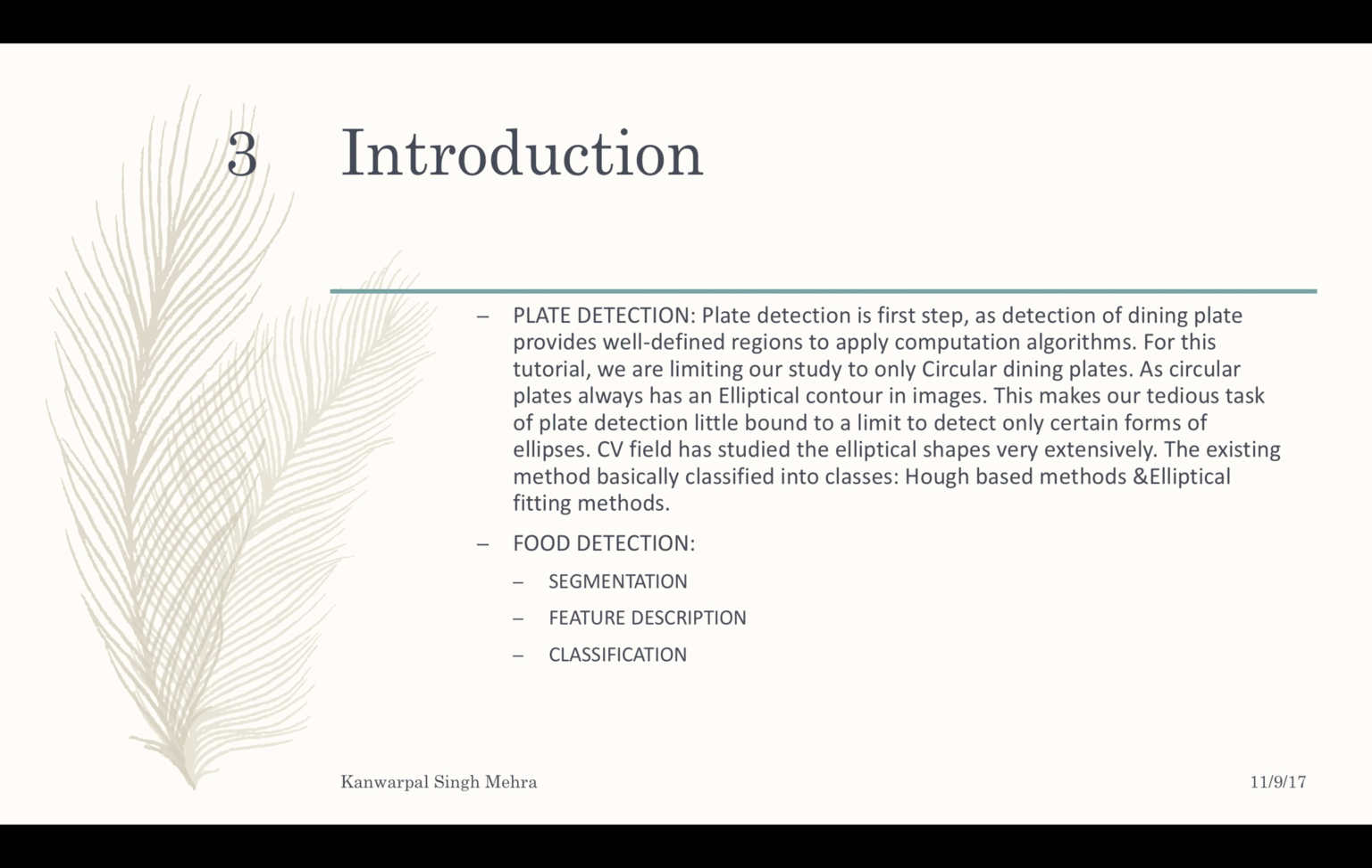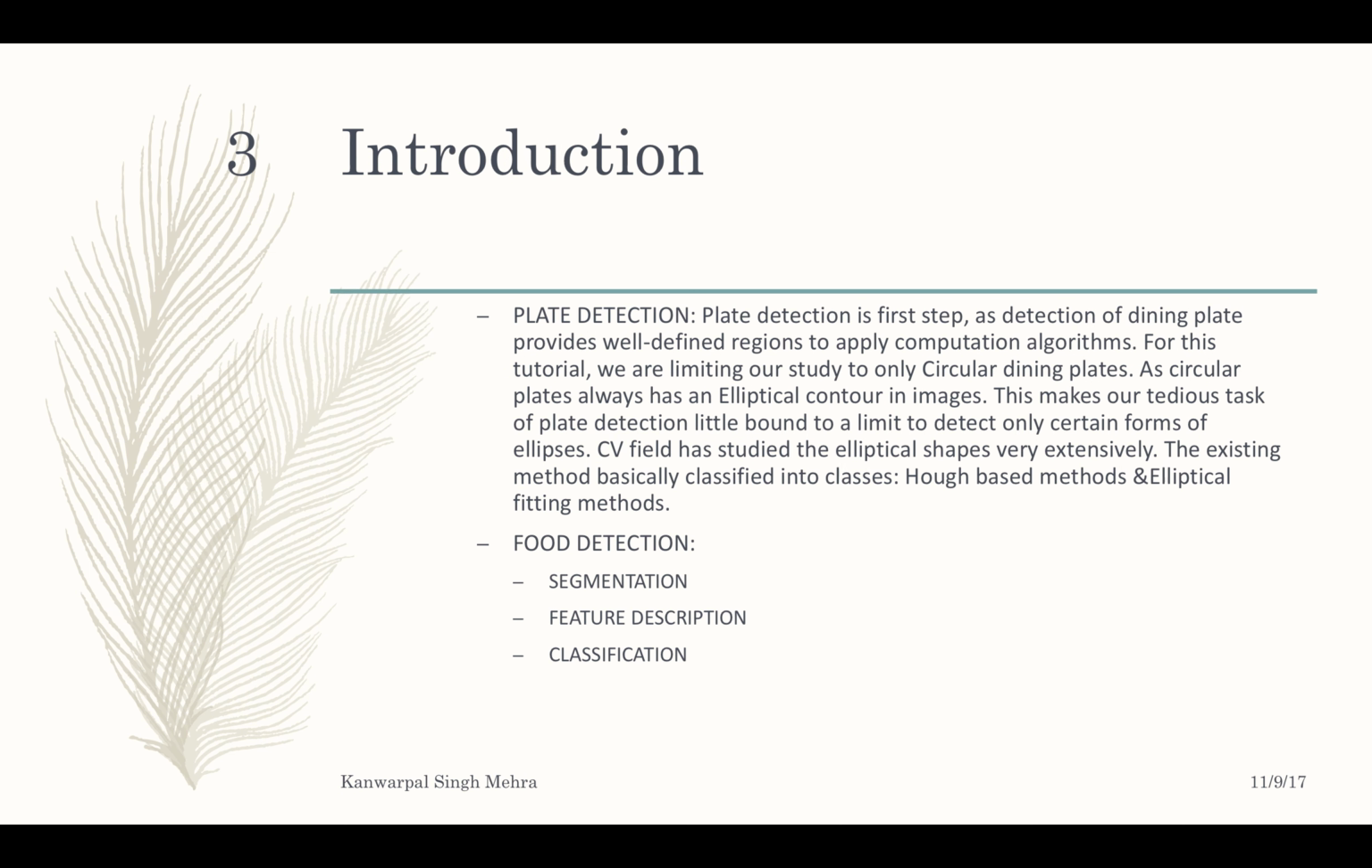I'm basically dividing this problem into two major parts. Firstly, we need to detect which portion of the dining table may contain some food. There could be many objects, many unwanted things like clothes, like tissues and all, but the food could be present only in dining plates or some other sort of vessels.